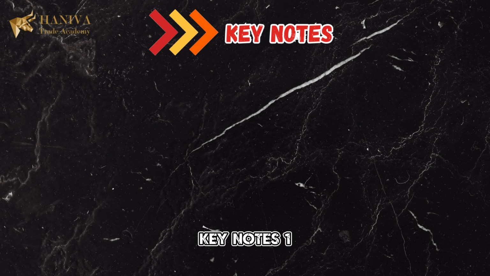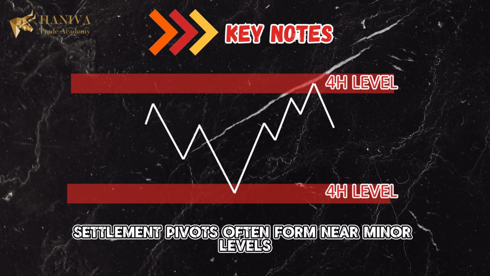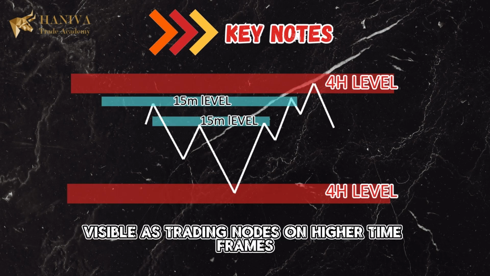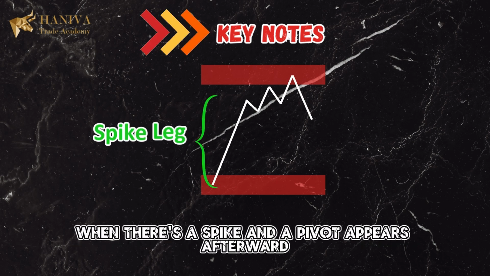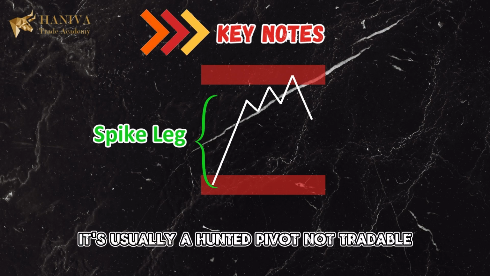Keynotes: 1. Settlement pivots often form near minor levels, visible as trading nodes on higher time frames. 2. They often form after sharp movements. When there's a spike and a pivot appears afterward, it's usually a hunted pivot, not tradable.